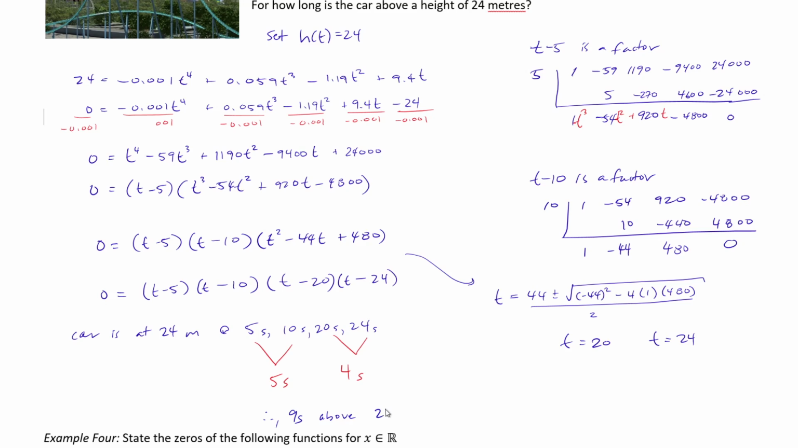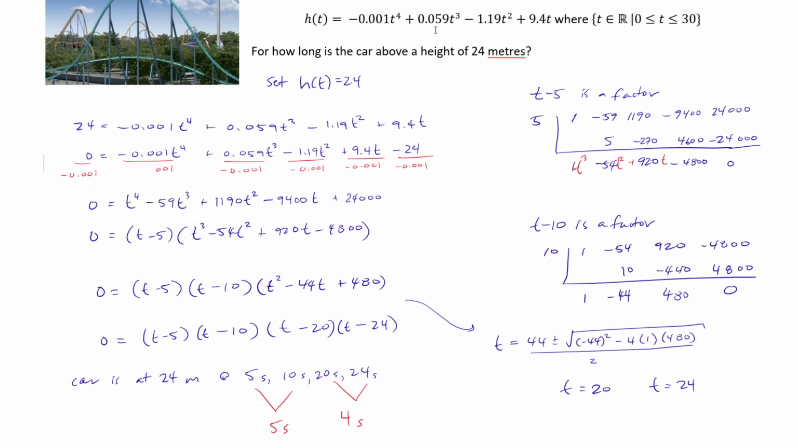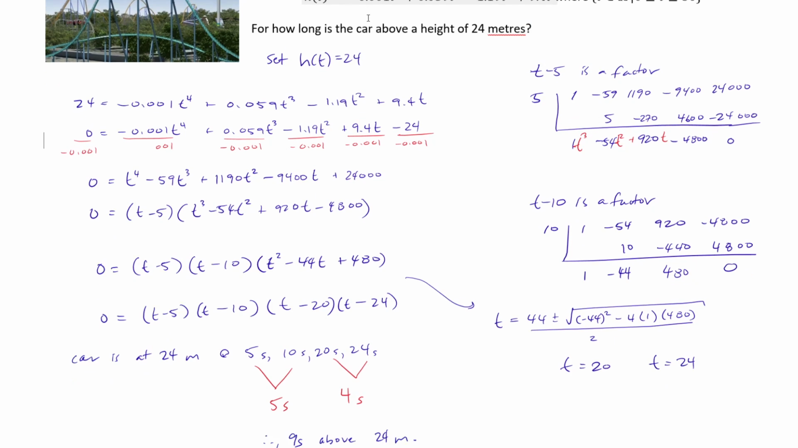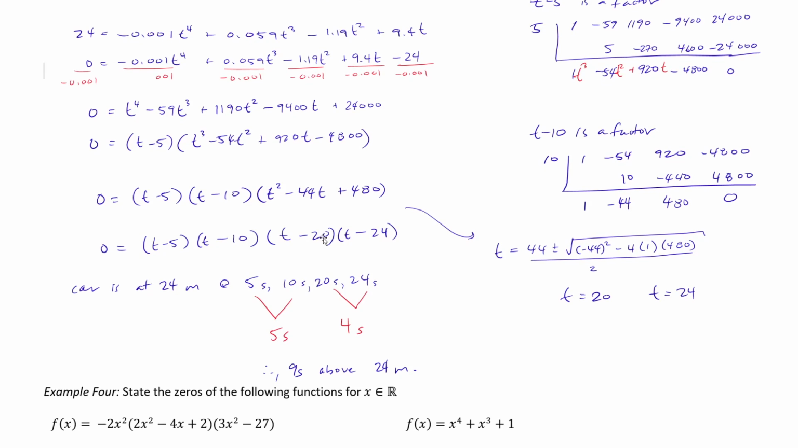Now, you might ask me, well, how did you know that it wasn't above on this interval between 10 to 20, right? How did you know it was above in this case right here? Well, if you look at the function, it is an even function, which means that it's going to be opening up or down. But because it has a negative coefficient there, that means that it opens down, right? So opening down means that at 5 seconds, it's going to go up and hit 24 at 5 seconds, right?